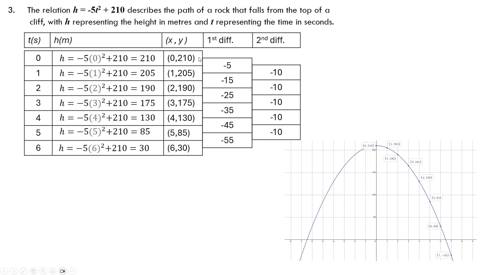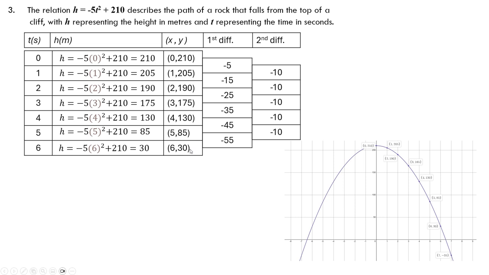And when we plug in 0, we end up with 210, which makes sense because at 0 seconds, the rock is at the height of the cliff. The height of the cliff happens to be 210 meters. After 1 second, the rock has dropped 5 meters, and the rock is now at 205 meters.